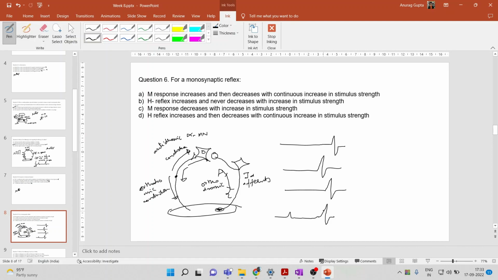So hence the H response starts to decrease with an increase in stimulus amplitude, because more and more alpha motor neurons start to get recruited directly, and hence the action potentials that are generated due to the 1A afferents start to get extinguished more and more. So the answer is: the H reflex increases and then decreases with continuous increase in stimulus strength. Answer D.